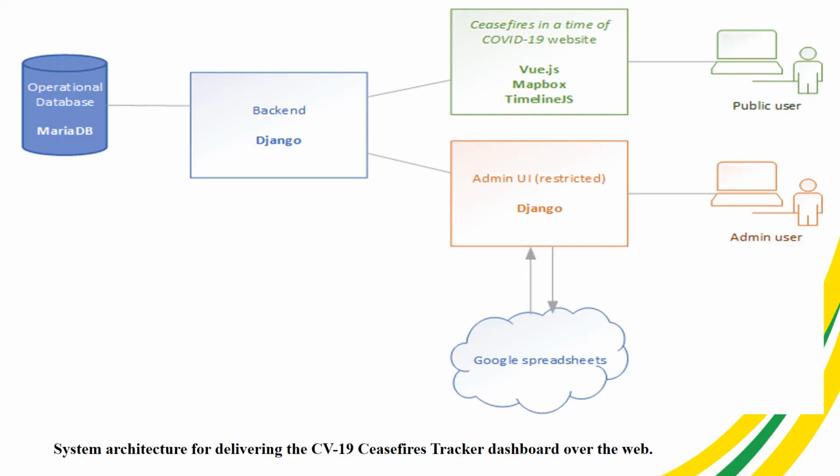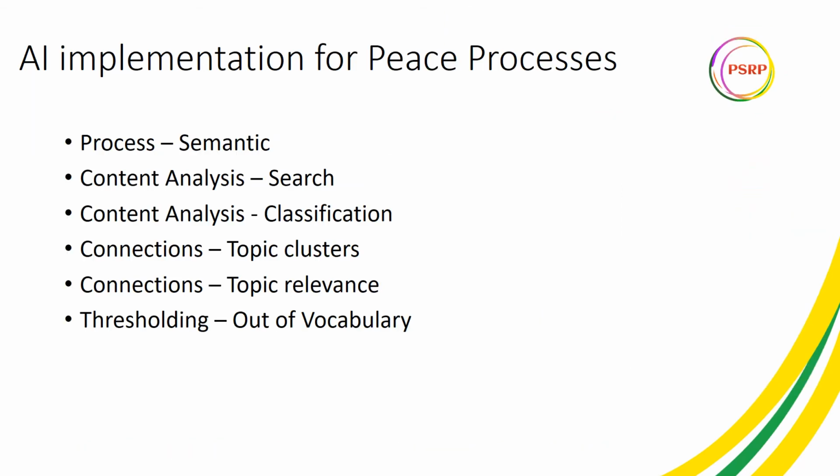Next, we have the backend system architecture for delivering the ceasefires tracker dashboard over the web. We have several features implemented with artificial intelligence for peace processes, like the semantics behind the peace language and the documents used, the searching within the document using strings as well as chunks of text, as well as content analysis and classification, the connections of different topic clusters that are matched to be relevant, as well as thresholding of different texts which are out of or in the vocabulary.